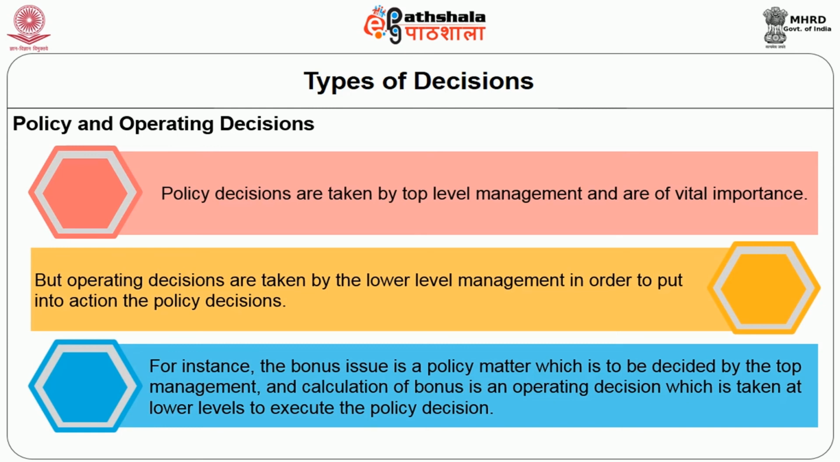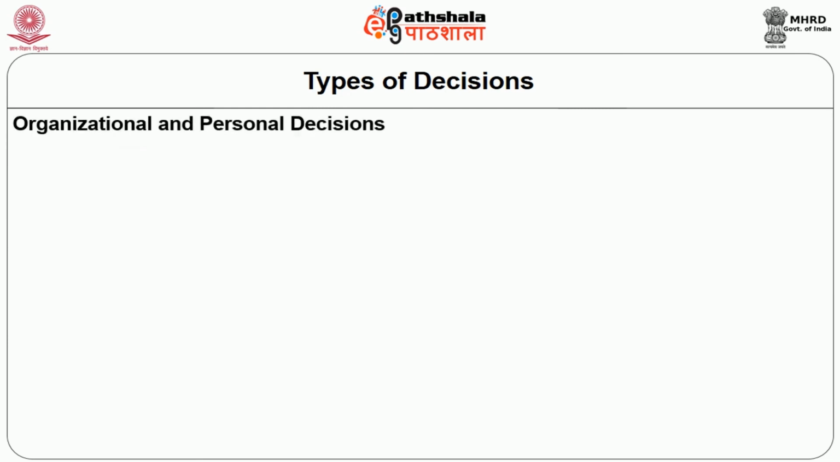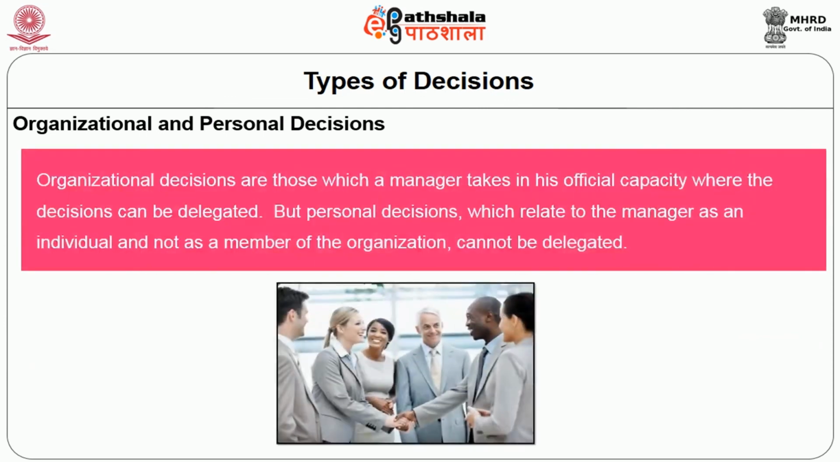The third type of decision making is organizational and personal decisions. Organizational decisions are those which a manager takes in his official capacity, where it can be delegated, but the personal decision relates to the manager as an individual and not as a member of the organization, and it cannot be delegated.